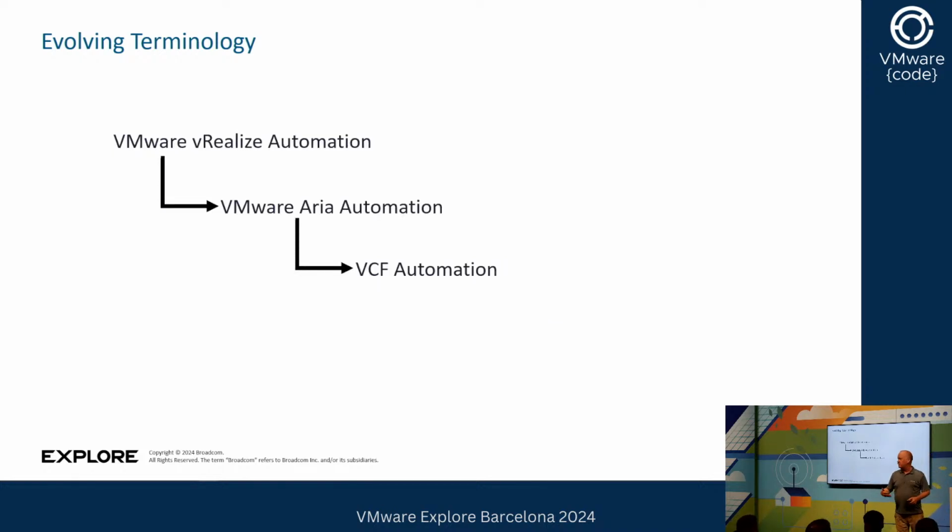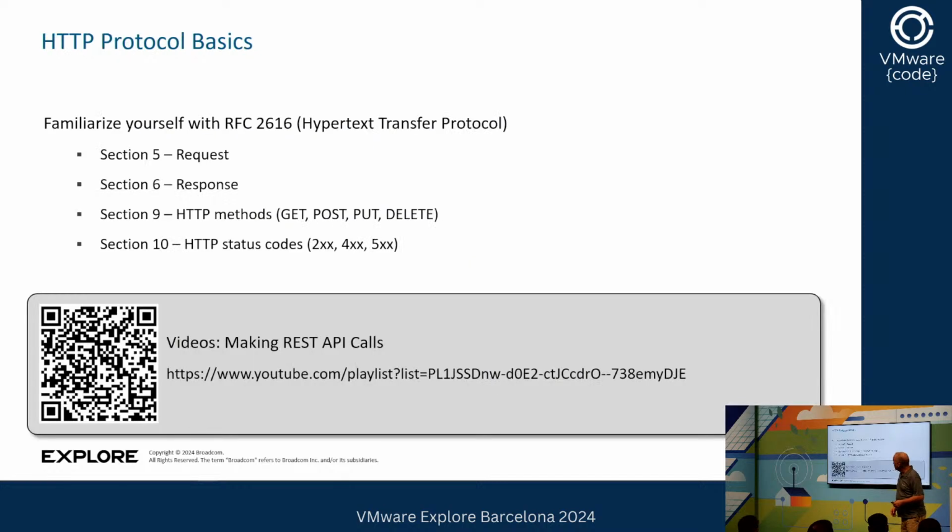Similarly, the product itself has gone through numerous name changes. So any of these 3 product names I mentioned in this presentation mean the same thing. I'm going to try to stick with VCF automation, but I may lapse into the older names. When using REST APIs, those REST APIs typically will run on top of HTTP or HTTPS. And so it's worth taking a few moments to look at the HTTP protocol. One great place to do that is to look at RFC 2616. That RFC defines how the HTTP protocol works.